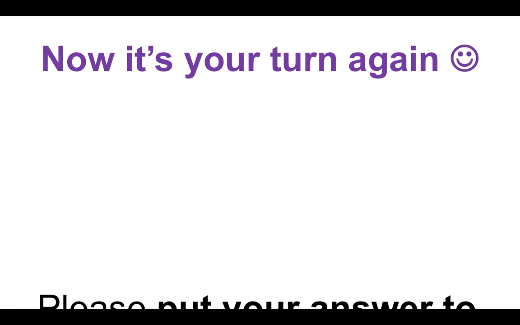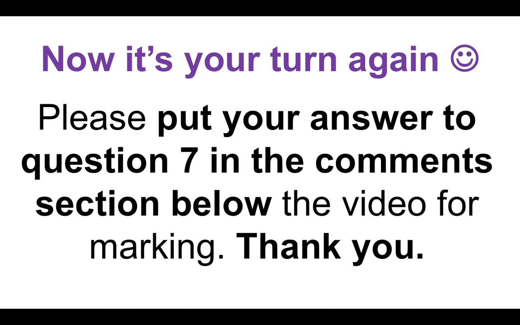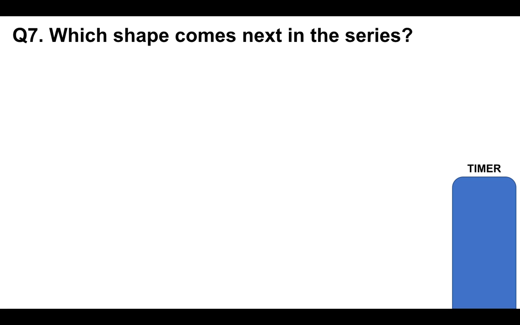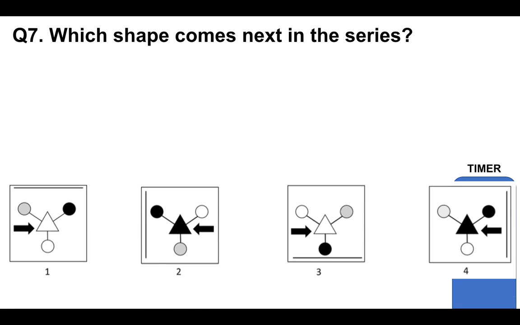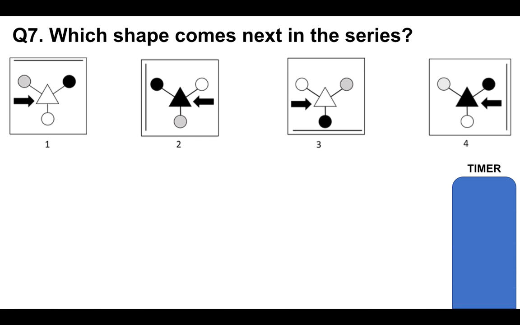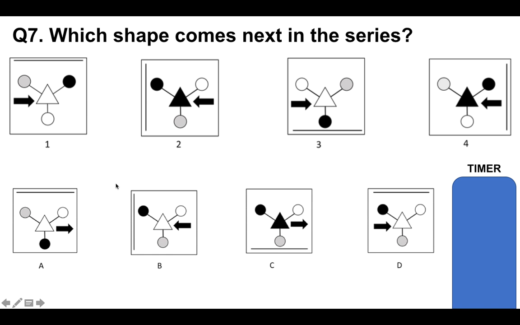So now it's your turn again. Please put your answer to question 7 in the comments section below the video for marking. Here we go. Which shape comes next in the series? So you've got 1, 2, 3, and 4. Don't forget to look at this line as well, which is a bit of a clue. A, B, C, or D. Please put your answer in the comments section below. Here's your timer.